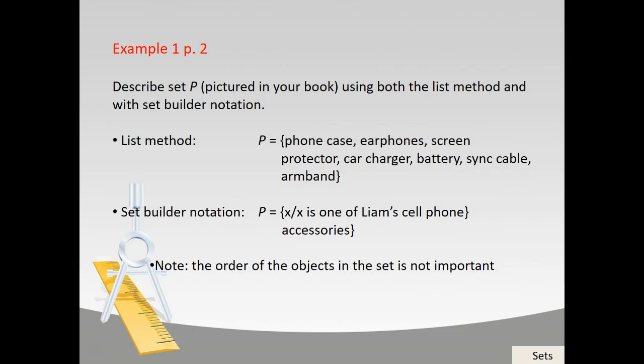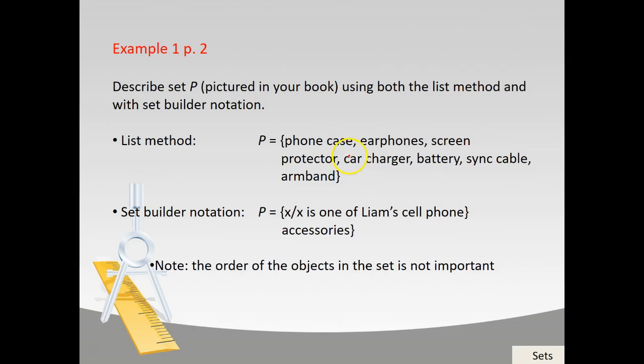Let's take a look at example 1 on page 2. Describe set P. Those are the pictures of the cell phone items in your book, using both the list method and set builder notation. Under the list method, we have a phone case, earphones, screen protector, car charger, battery, sync cable, and armband. Using set builder notation, we can shorten that. We write set P equals, using braces here, x such that x is one of Liam's cell phone accessories. This makes listing sets much more usable. The slash here means "such that."